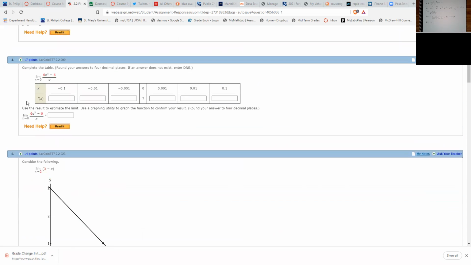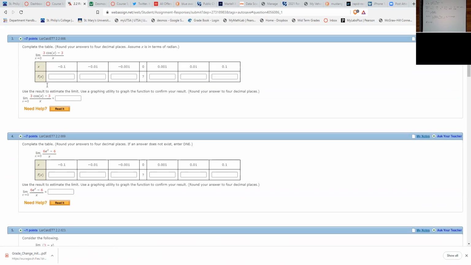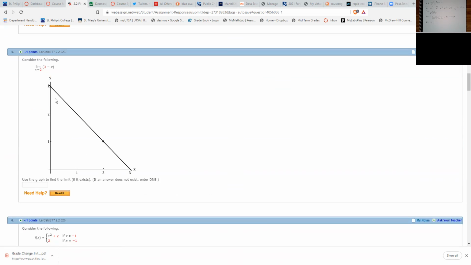Okay, what else is on here? So this is the same deal. We'll let you guys work on these. Number 5. Use a graph to find the limit.